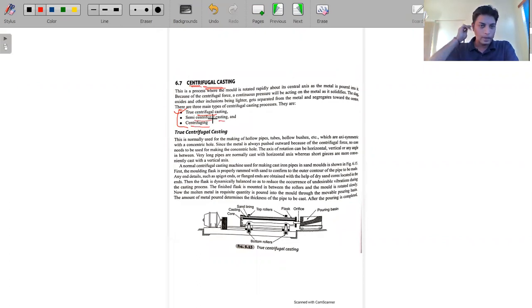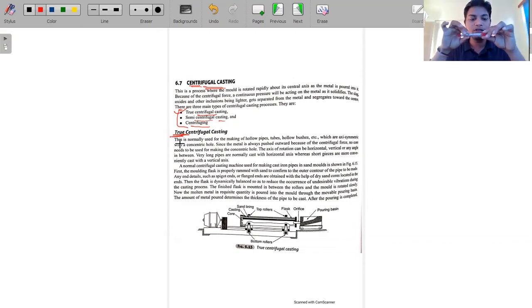The definition is very simple: if we have to produce hollow pipes, or hollow kinds of shapes which are symmetric about the centroidal axis, then we can use the centrifugal casting. If we talk about the true centrifugal casting, just like if I have to produce this structure.